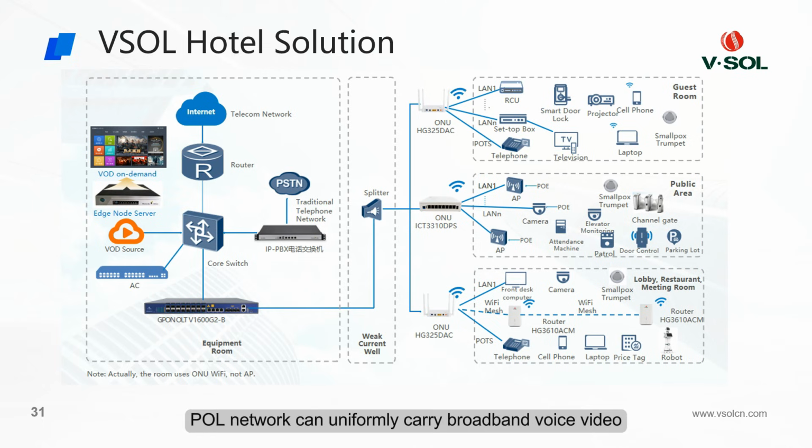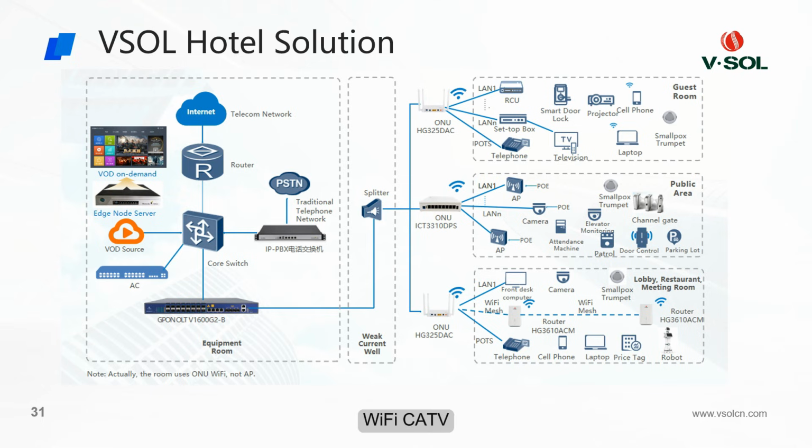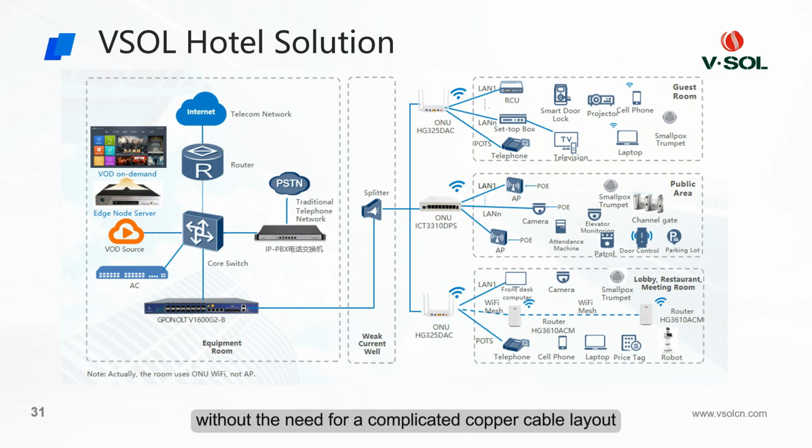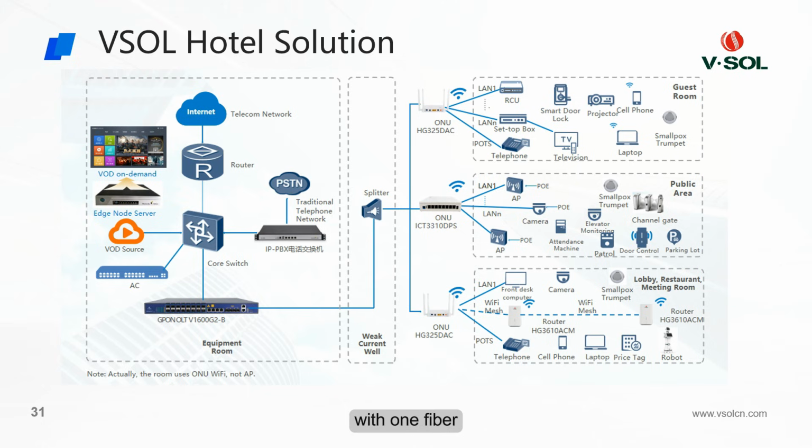POL network can uniformly carry broadband, voice, video, Wi-Fi, CATV, office, and other services without the need for a complicated copper cable layout. Its advantage is being extremely simplified, with one room with one fiber, one machine for multiple uses, and one network for multiple functions.